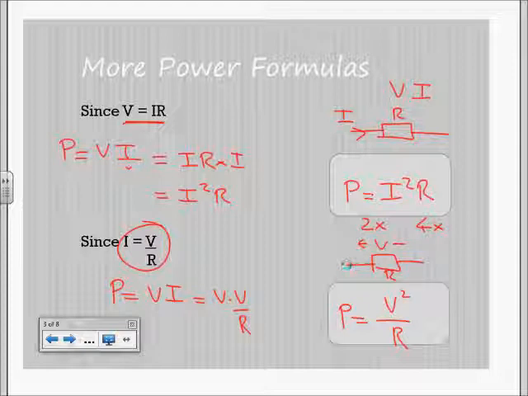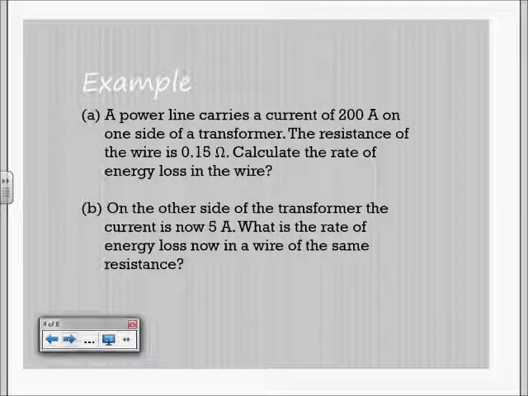I do find this one, power equals I squared R, quite informative in figuring out what's going on in a resistor when you change the current, particularly to do with this idea of the I squared. All right, an example there about a transmission line, a power line, carrying a relatively large current, and the wires that make up that line have a resistance of 0.15 ohms, and I want you to calculate the power, the rate of energy loss in the cables there.